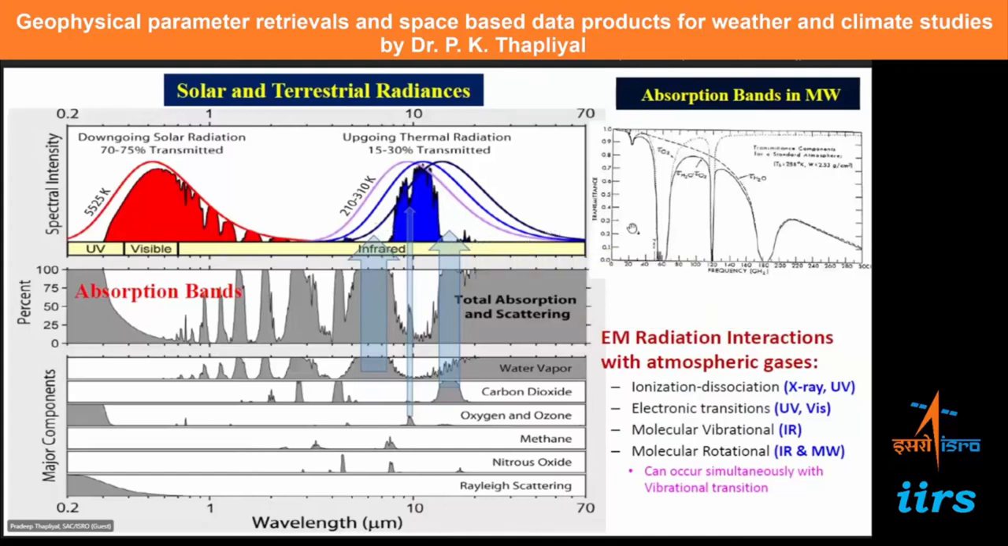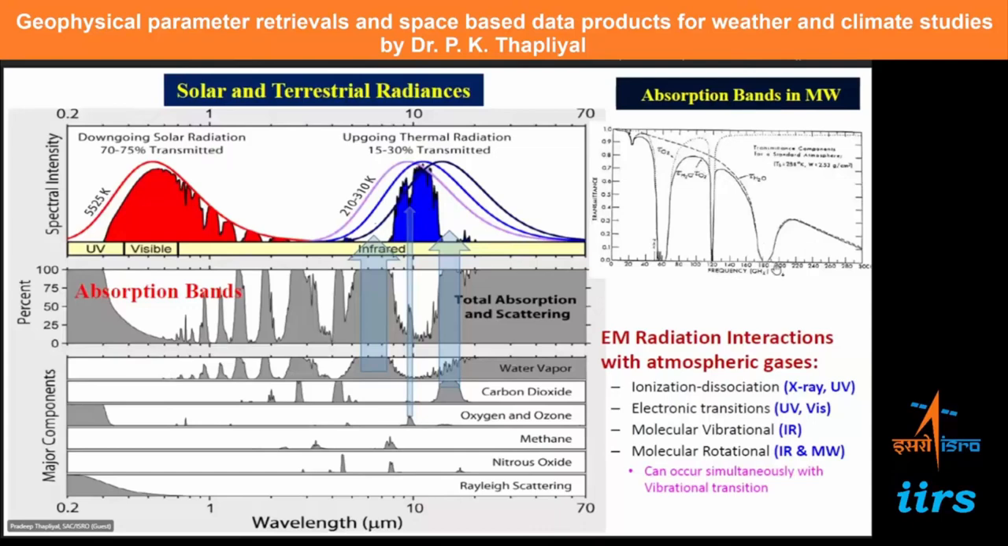But if you go to microwave, in the microwave region also, from 1 gigahertz to 300 gigahertz, you can see there are various absorption bands or lines. This is a weak absorption line because of water vapor at around 22 gigahertz. Then there is a strong absorption band around 50 to 60 gigahertz. Then there is one strong absorption band at 120 gigahertz because of oxygen again, and another strong absorption band due to water vapor around 180 gigahertz.